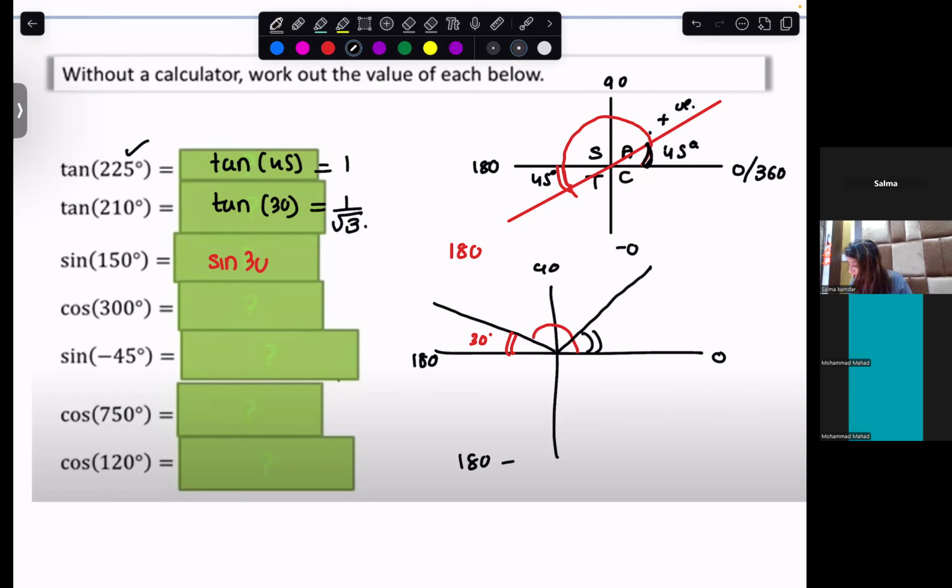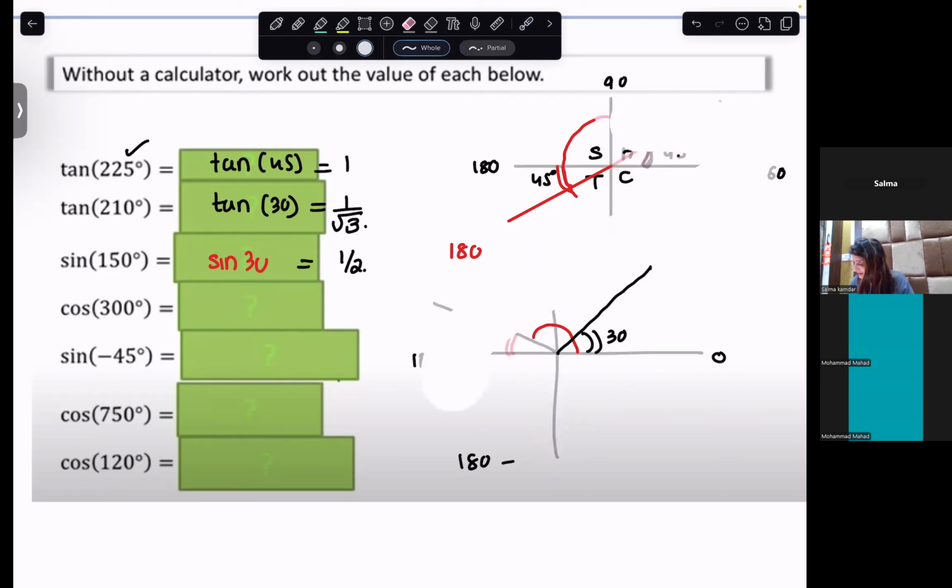So sine is always reflected across the y-axis. And sine 30, you can put it over there. It is equal to half. I hope you're with me.